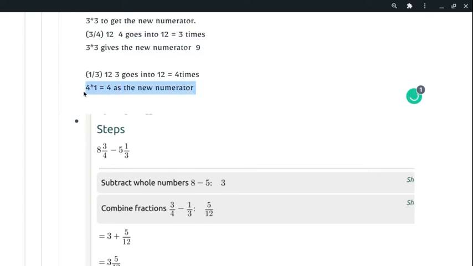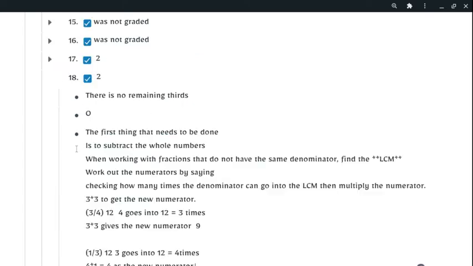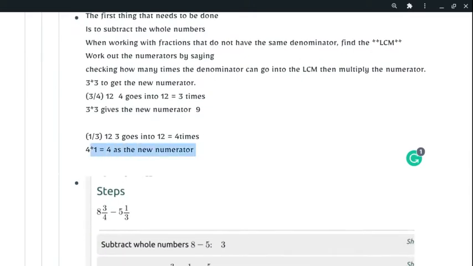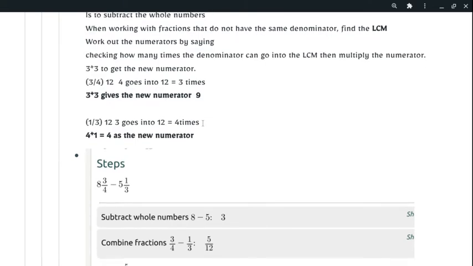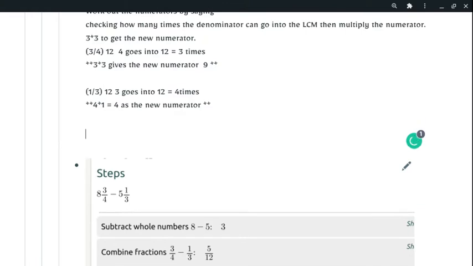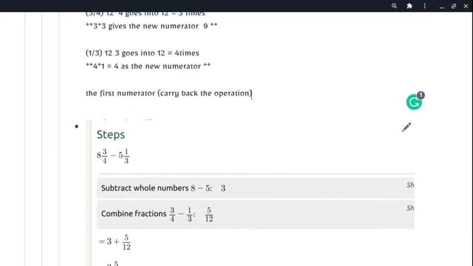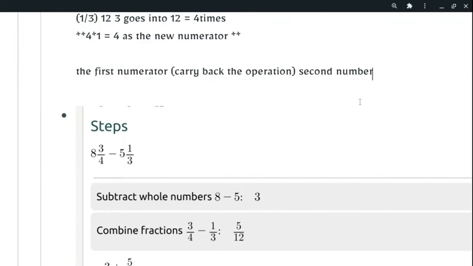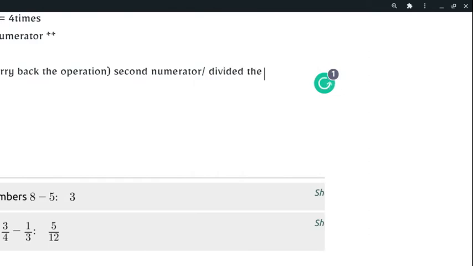See that done for me? Let's bold here, and here, and here. So when we have those values now as our new numerators, we're essentially gonna carry back the operation. In this case, what was the operation between the two values? Anyone? It is subtraction right here. So they were subtracting first. So we're gonna say all divided by the LCM.